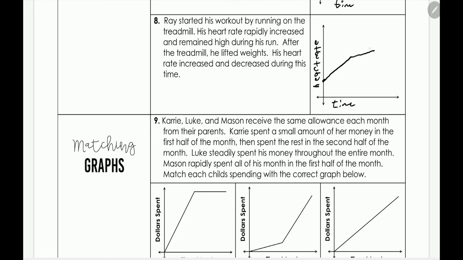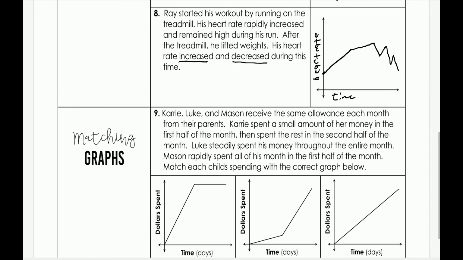And then after he started lifting weights, that let him cool down a little bit. But then, he had a burst of speed, and his heart rate increased again, and then it decreased again. And this kept going on until he reached his resting heart rate again. Okay, so that's how we're able to describe the graph.